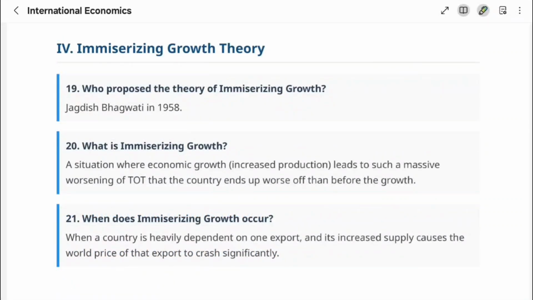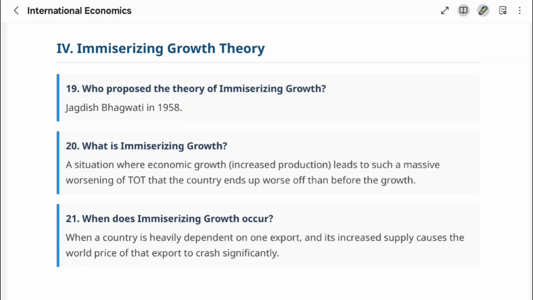Question 19. Who proposed the theory of immiserizing growth? Jagdish Bhagwati in 1958. Question 20. What is immiserizing growth? A situation where economic growth leads to such a massive worsening of TOT that the country ends up worse off than before the growth.